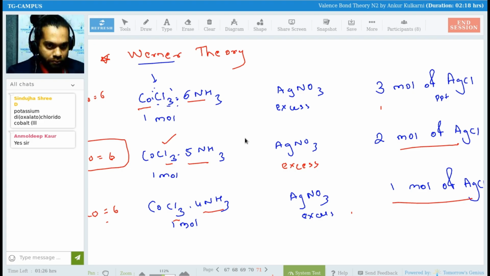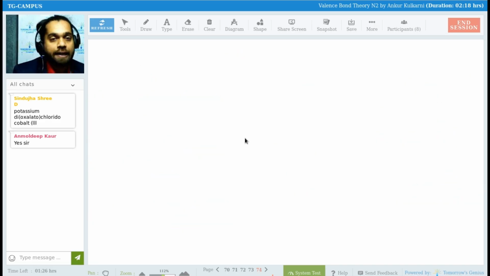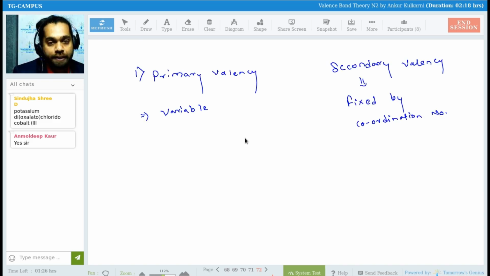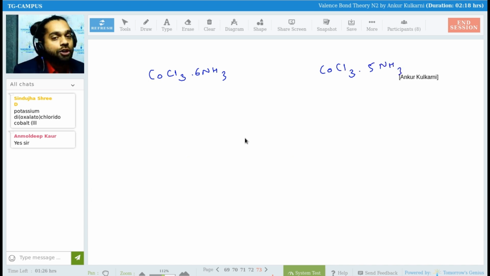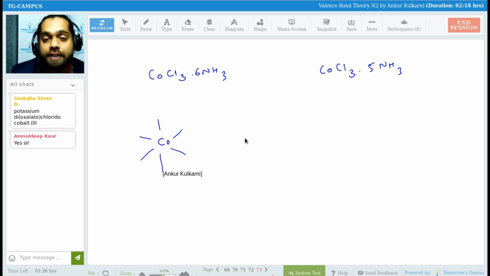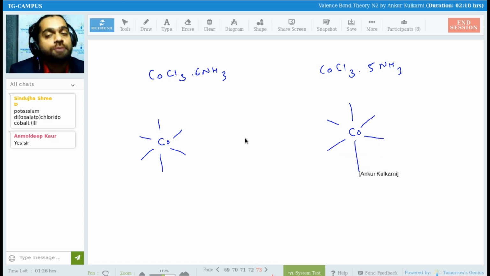Okay, look over here. I have this complex, let us say CoCl3 and 5 ammonia. Now, Anthony, cobalt has a fixed valency of 6. Cobalt has a fixed valency of 6 means cobalt will make 6 bonds anyhow. It wants 6 bonds. That is the main thing.